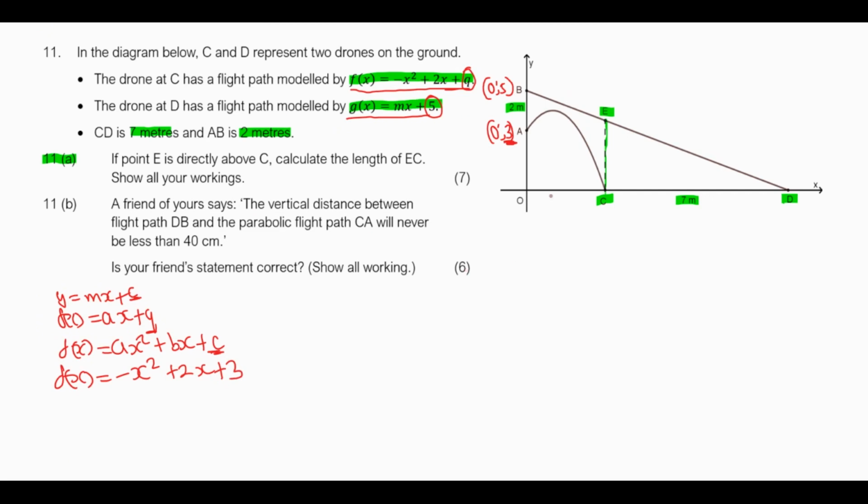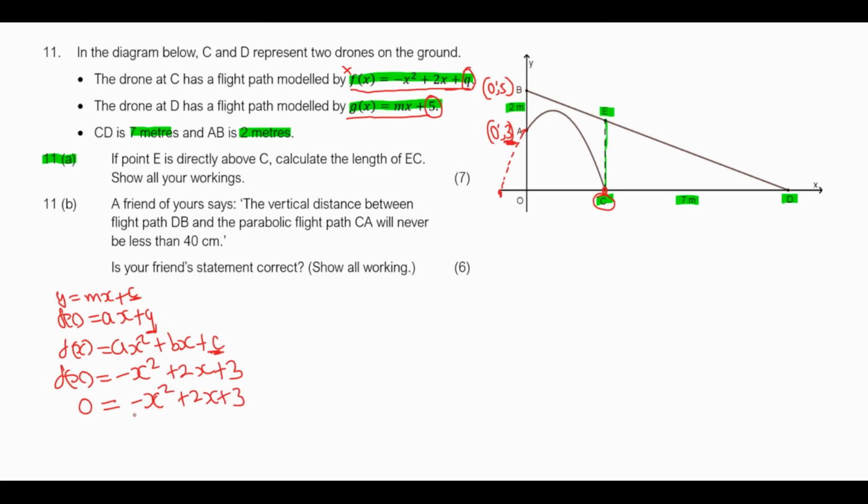With the equation of f of x, we can find the coordinates of C. C is an x-intercept of this quadratic function. A quadratic function has an x-intercept there and an x-intercept there. So we can find the coordinates of C by finding the x-intercepts of f of x. Finding the x-intercept means 0 is equal to negative x squared plus 2x plus 3.